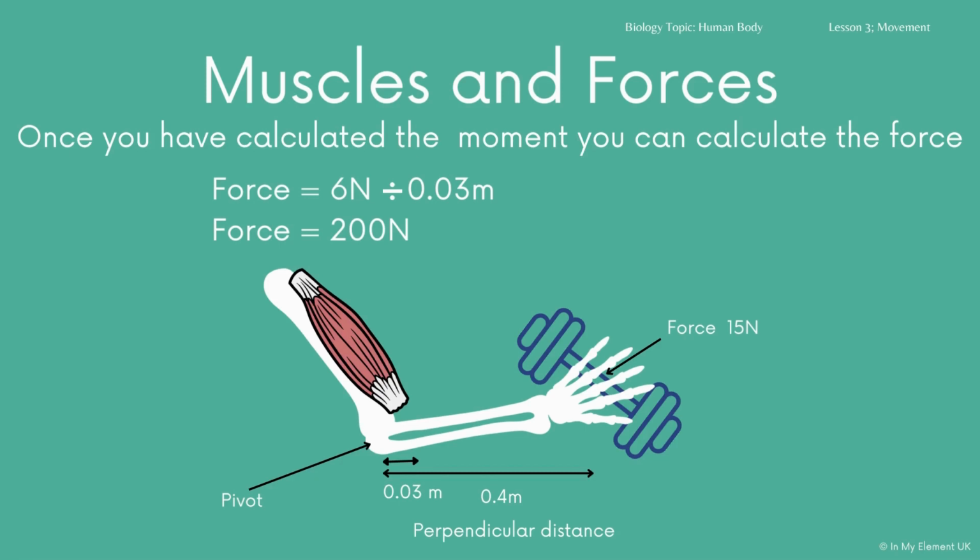Now, you need to be able to calculate that. So you need to be able to use the information that you're given to work out the moment and the force in a given example. What you also need to be able to do is to label and understand where the perpendicular distance is and how that's measured, what the weight is, where the tendon is, the muscles involved, and where the pivot is.